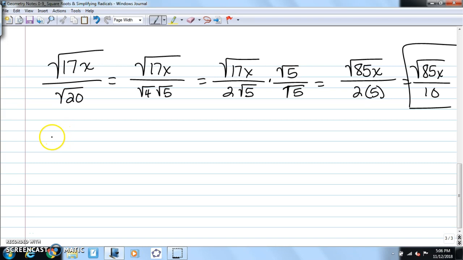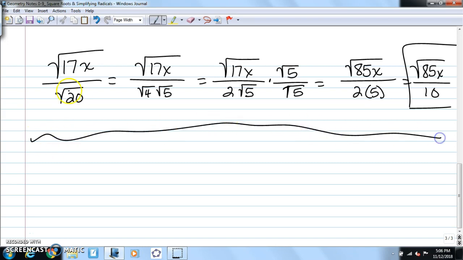What if your denominator is not just a single square root? So maybe we have something like this: 8 over 6 minus the square root of 3. To rationalize a denominator that has something added or subtracted like this, you have to multiply top and bottom by the same thing again, but you multiply by what's called the conjugate.